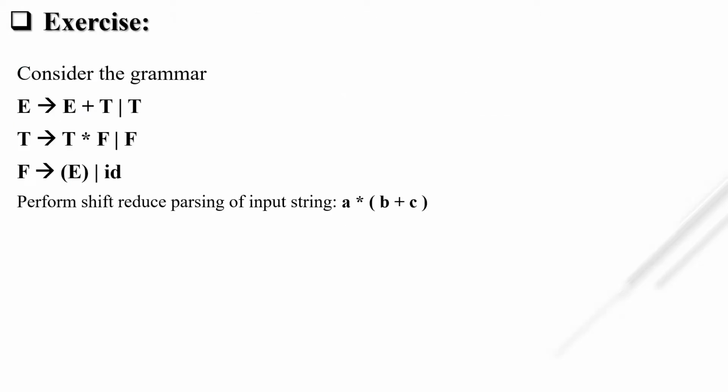So this is an exercise that you have to do on your own, where you have to perform shift reduce parsing for the input string a into b plus c. You have to consider this small a, b and c as id. You have to write first, consider a equal to id1, b equal to id2 and c equal to id3. Then you have to parse the string.